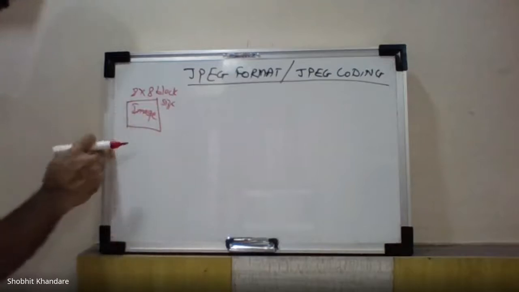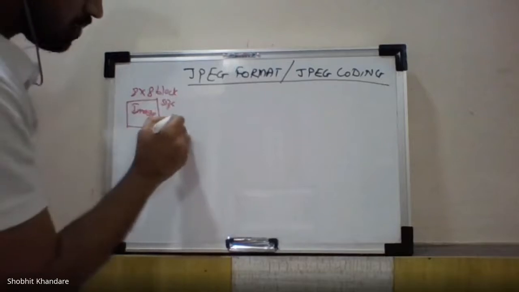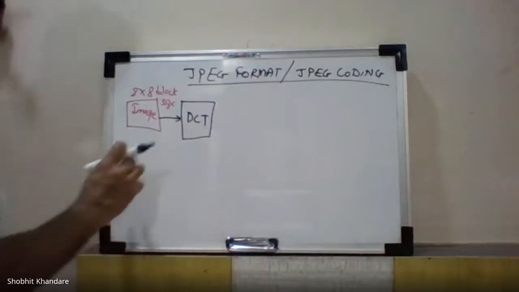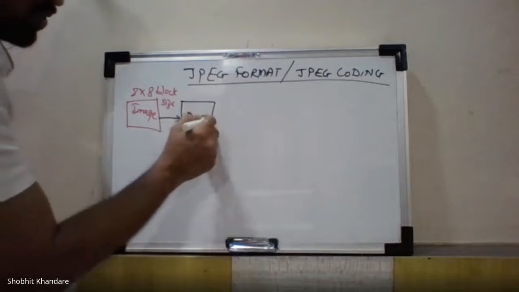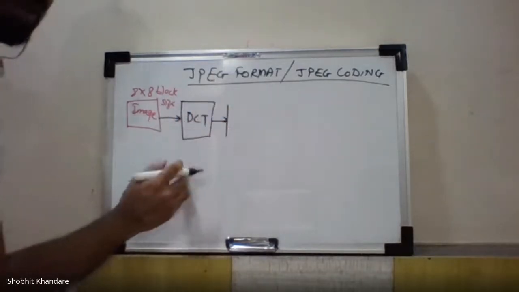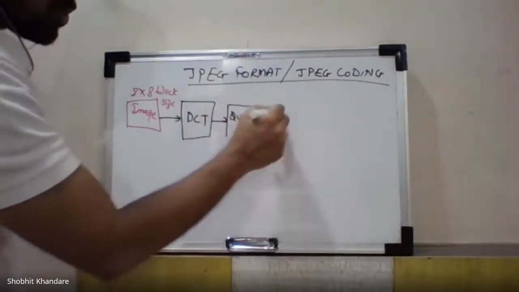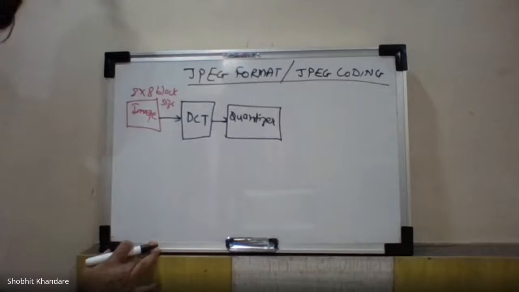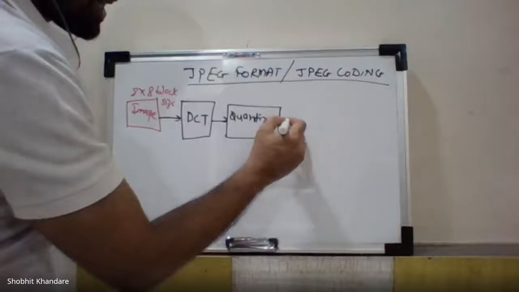So you have an image. Over this image, you apply the DCT. Once the DCT is applied, you pass it through the quantizer. I hope you have studied quantization or sampling in digital communication. The same thing is applicable here also. Quantizer.